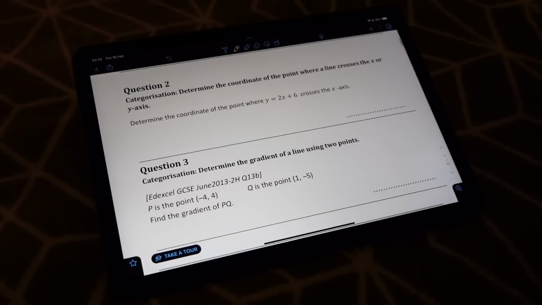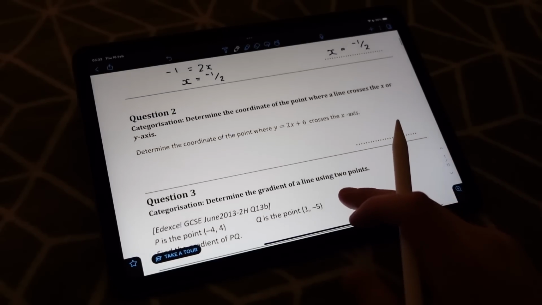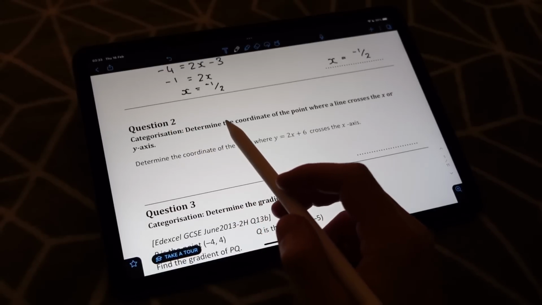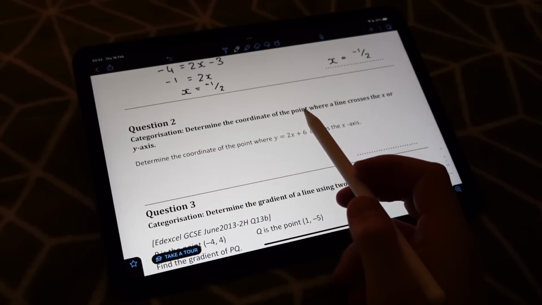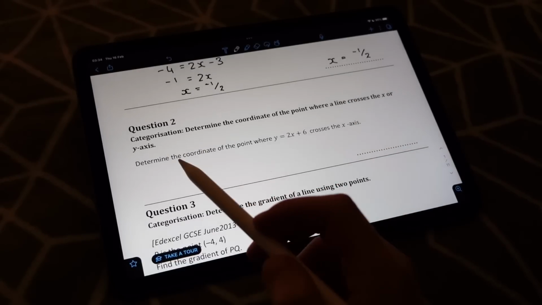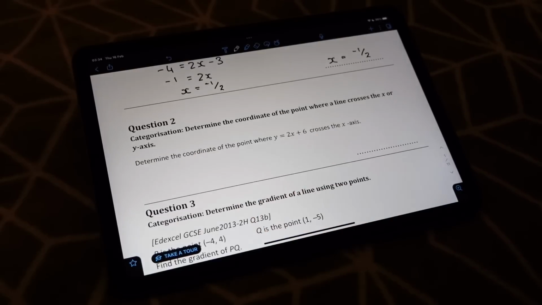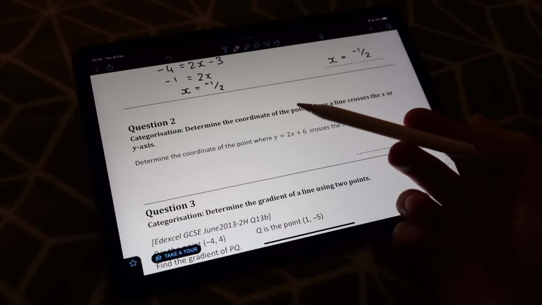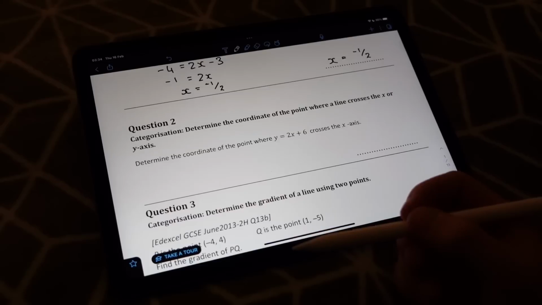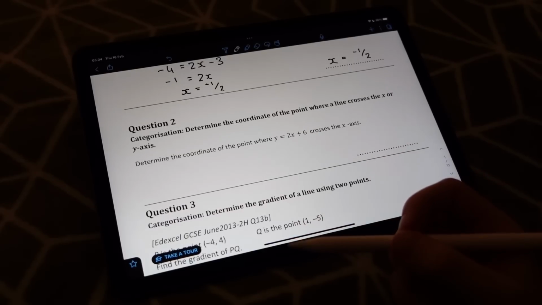Question number 2. I'll bring it down actually. So this time we are determining the coordinate of the point where a line crosses the x or y axis. So still pretty self-explanatory. Nothing too complex yet. I hope you are following along. You know, I'm not going to teach aspects too much, but more over-explain. I'll try my best.